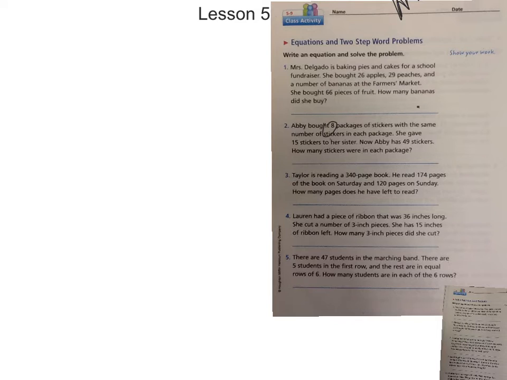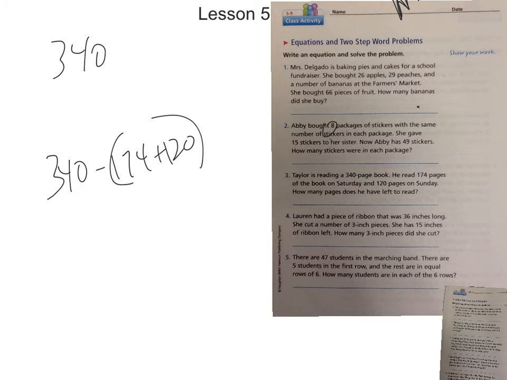Let's do number 3. Taylor is reading a 340-page book. He read 174 pages of the book on Saturday and 120 pages in the book on Sunday. How many pages does he have left to read? Well, this is a little bit different, because we know it's 340. One way you could do it is 340 minus 174 plus 120 equals n. So let's add what we are able to add now.